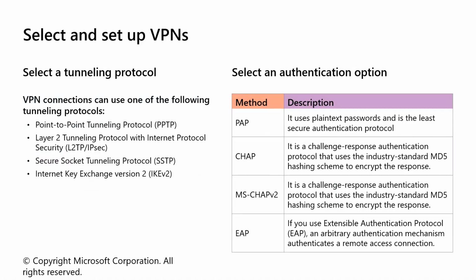When setting up a VPN, you need to choose a tunneling protocol. Options include PPTP, L2TP or IPsec, SSTP, and IKE version 2, each with different security and compatibility features. You also need to select an authentication method, such as PAP, CHAP, MS-CHAP version 2, or EAP.